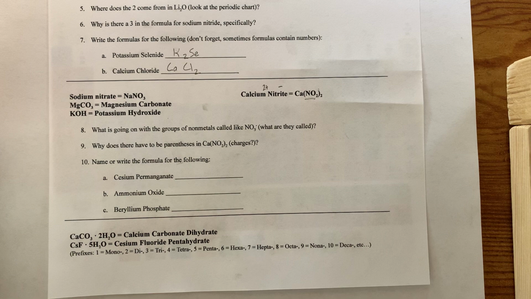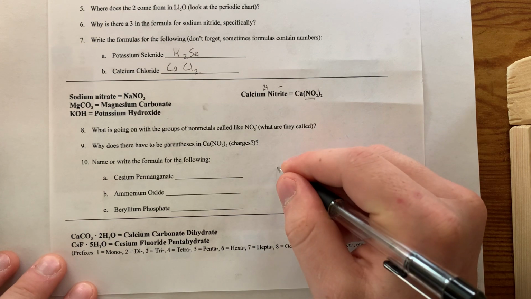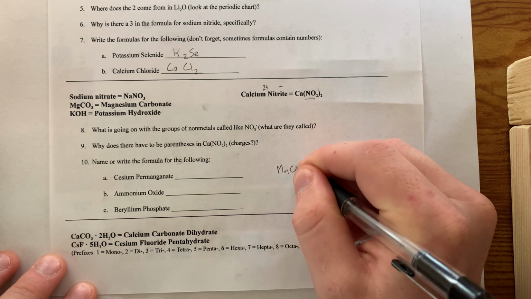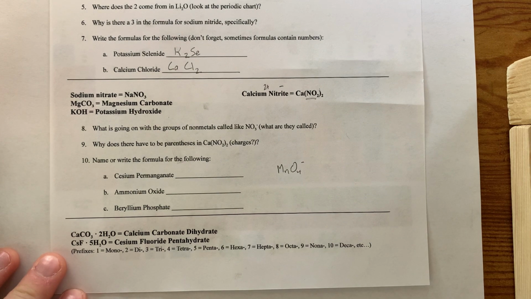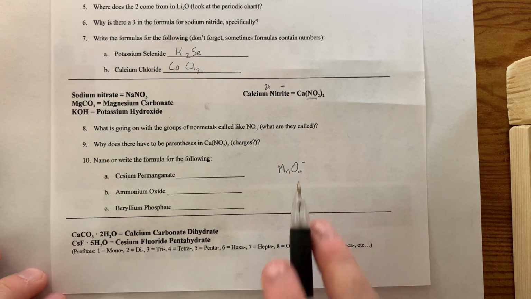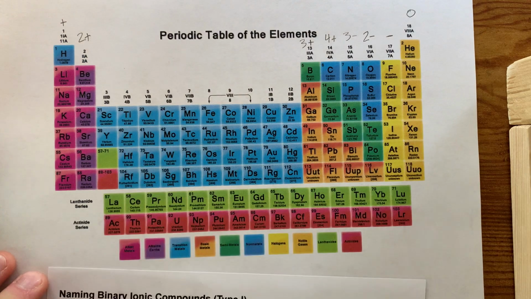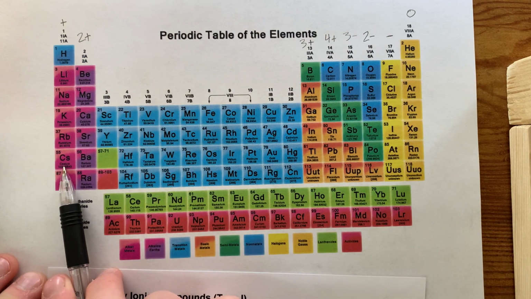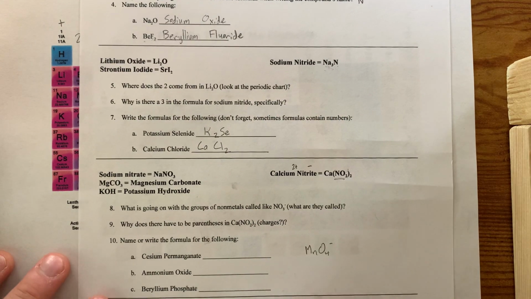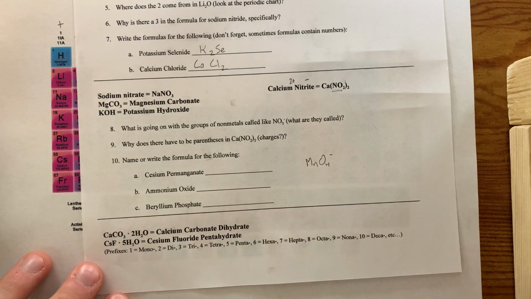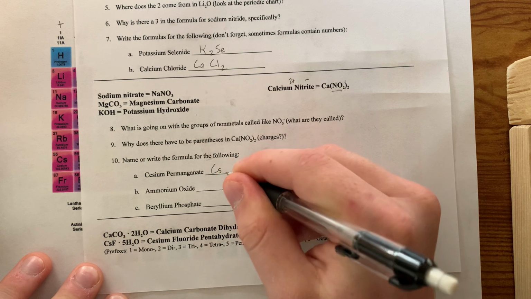So you can go ahead and pause and try these answers before I go through them. So name or write the following, or the formula for the following. Cesium permanganate. I'm going to write the formula for permanganate over here on the right side, just the polyatomic ion. So we have MnO4-. So this is a -1. And cesium, if we look, is in our 1+ category. So for every 1 atom of cesium, we need 1 polyatomic ion of permanganate. That makes it nice and easy.